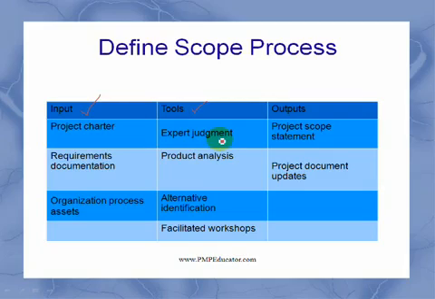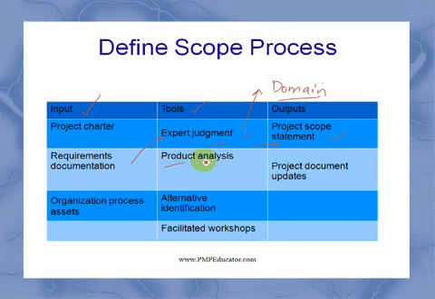Now we will cover the tools. The first tool is expert judgment. As I mentioned many times, people who have the domain knowledge are the most important people when you are going through the project. So expert judgment is needed when you go through the requirements documentation for a certain project in that domain, and they go through all the requirements documentation and finally come up with a project scope statement, which we will go through in detail later.